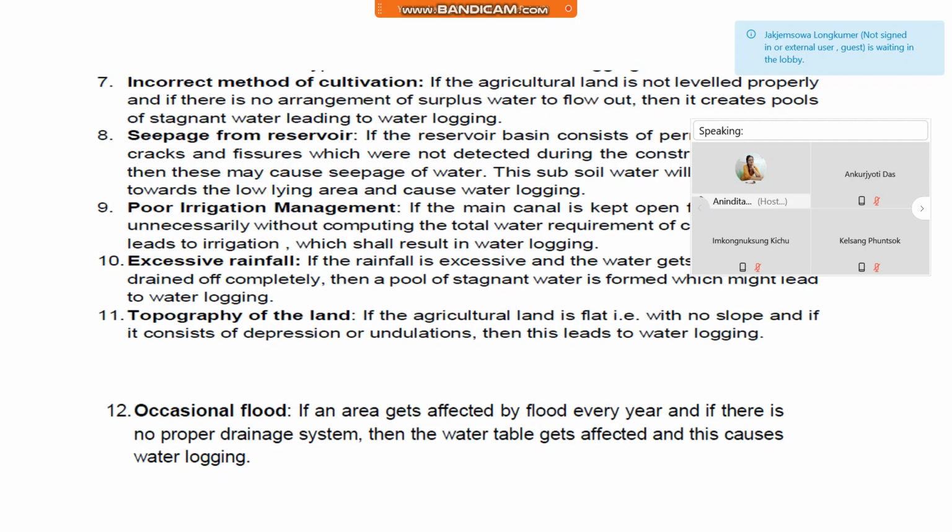Number 11, topography of the land. If the agricultural land is flat, that is with no slope, and if it consists of depressions or undulations, then this leads to waterlogging. Number 12, occasional flood. If an area gets affected by flood every year and if there is no proper drainage system, then the water table gets affected and this causes waterlogging.